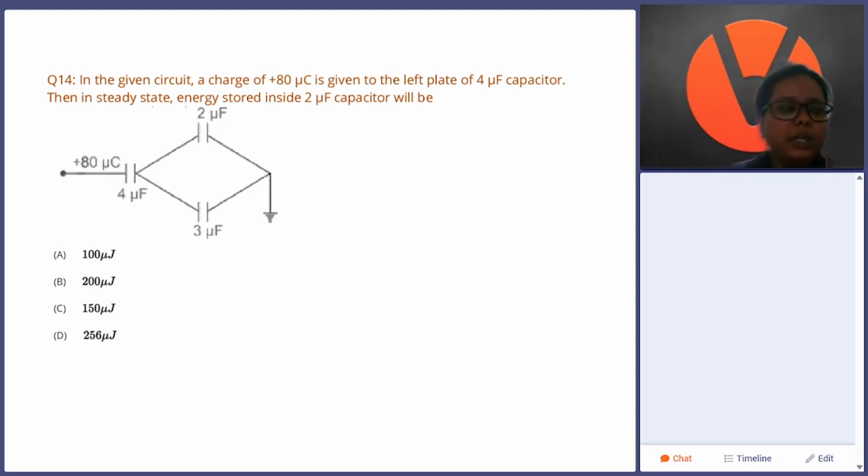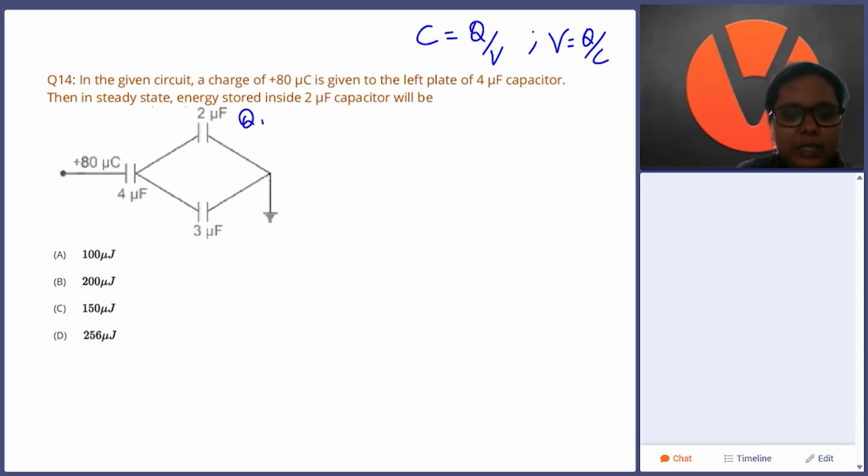And the next question is: in the given circuit, a charge of 80 microcoulomb is given to the left plate of a 4 microfarad capacitor. Then in steady state, the energy stored inside the 2 microfarad capacitor will be? So this is the question. Now see here, the potential is going to be the same. C is equal to Q by V, so V is equal to Q by C. If you consider this as Q1 and Q2, Q1 by Q2 would be equal to 2 by 3, right?